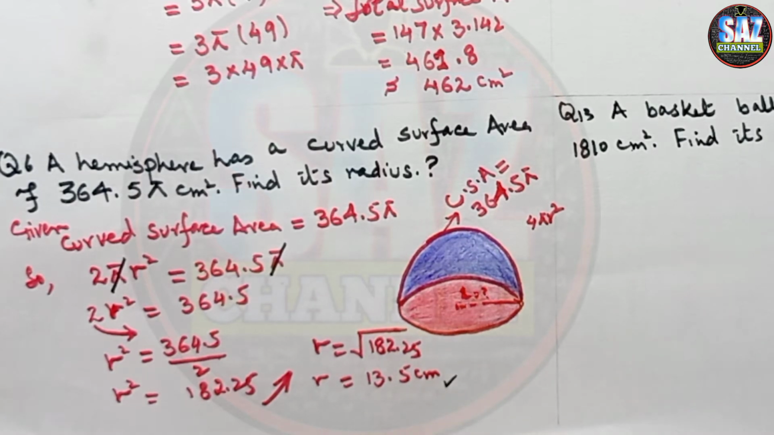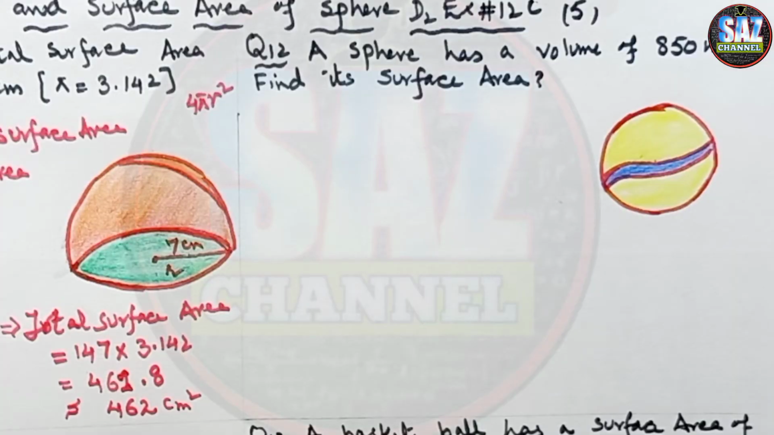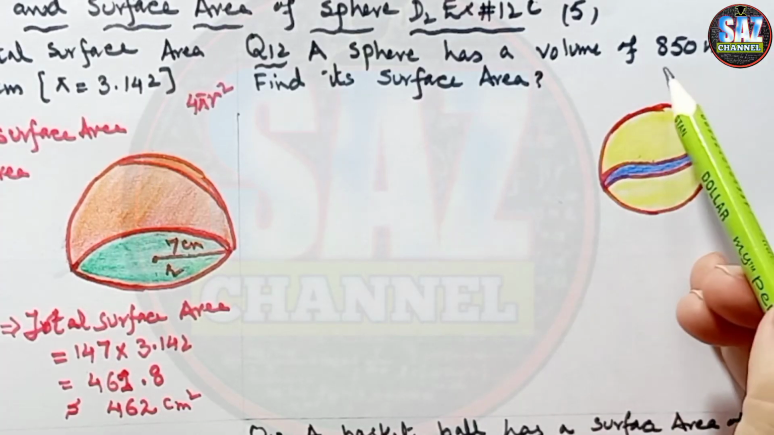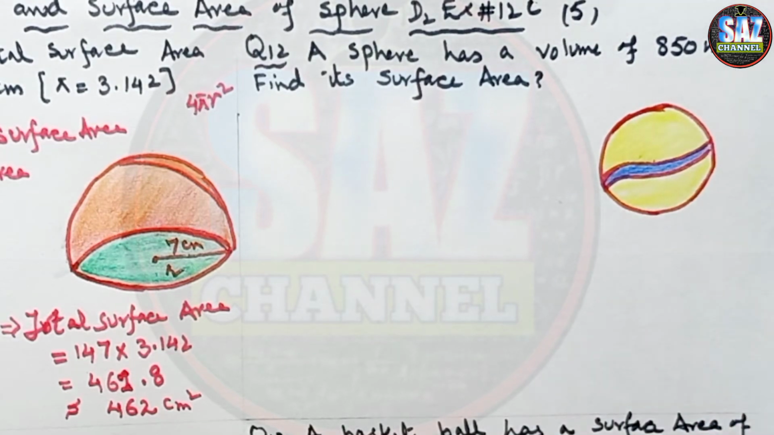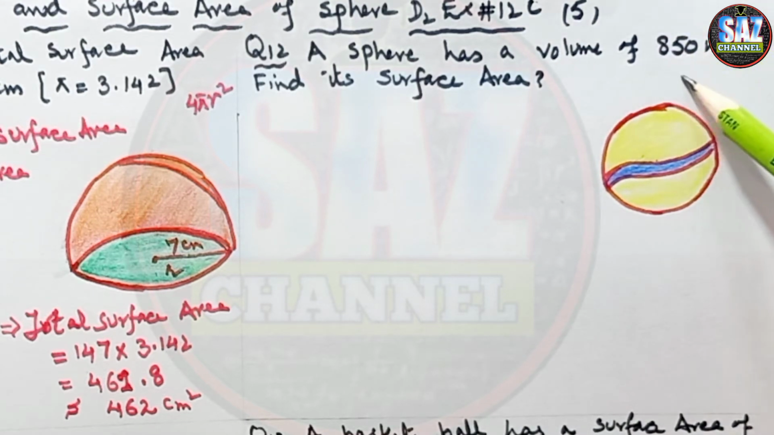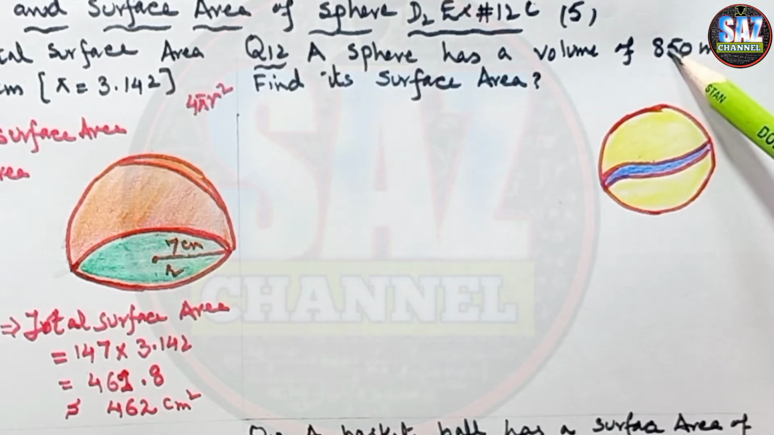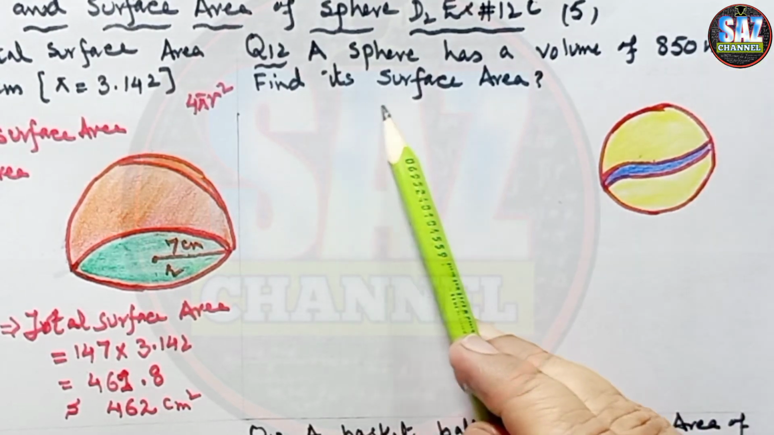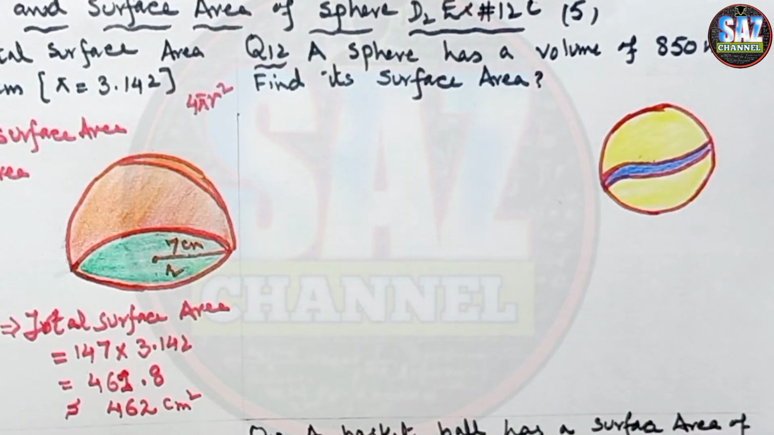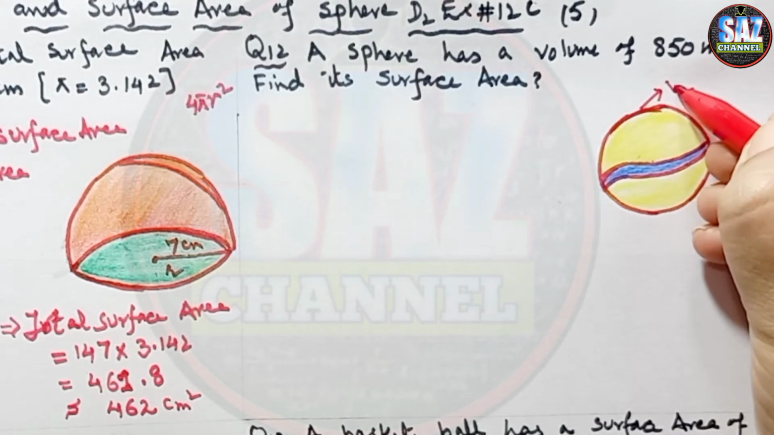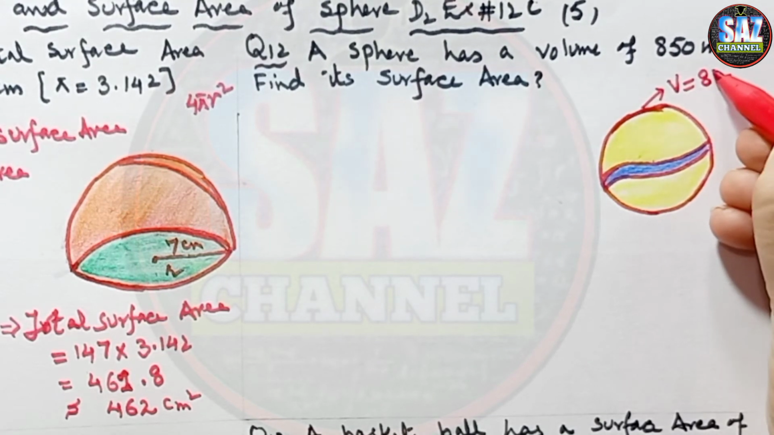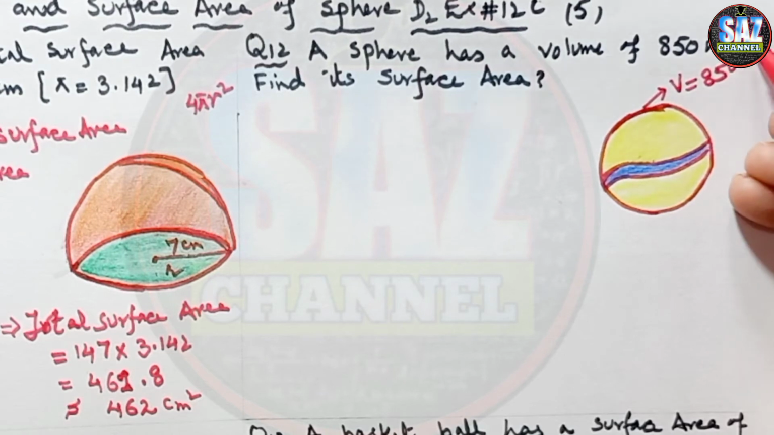In the next part, question 12 says a sphere has the volume 850 meter cube. Find the surface area. Okay, let's try to understand the question. This 850 is the value of the volume given in the question, and the requirement of the question is the surface area of this sphere. Volume is given, that is 850, and this is meter cube.